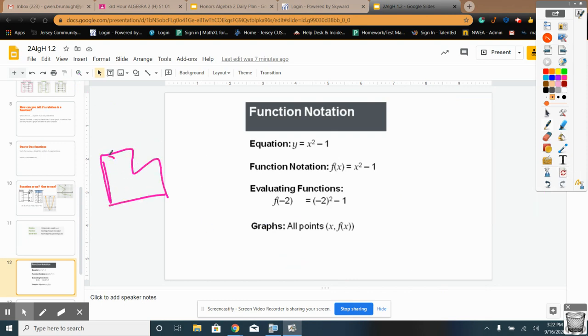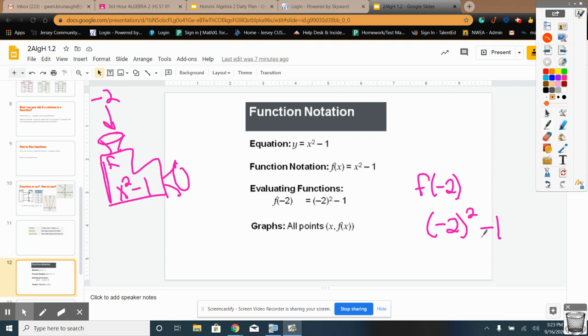That means the function's name is f, and this is what it's doing. It's taking something, squaring it, minus 1. If I plug in -2, I can write it like this, f of -2. That means go to the function. Wherever you see the x, take it out, plug in the -2 in parentheses, and figure out what it will shoot out of this machine.